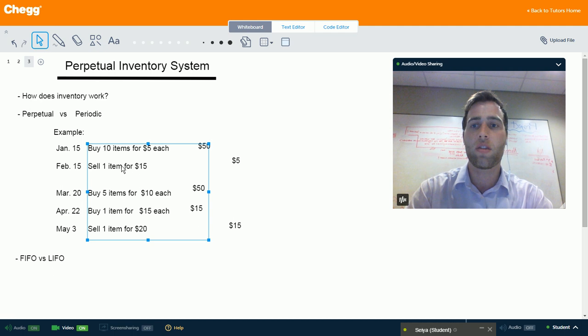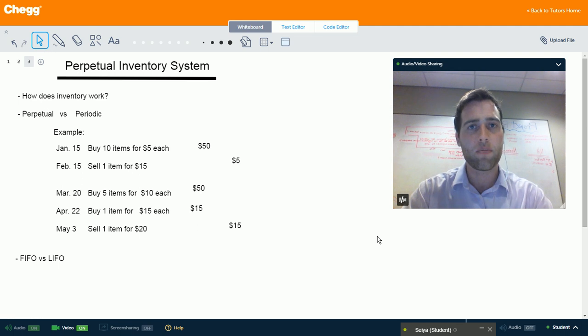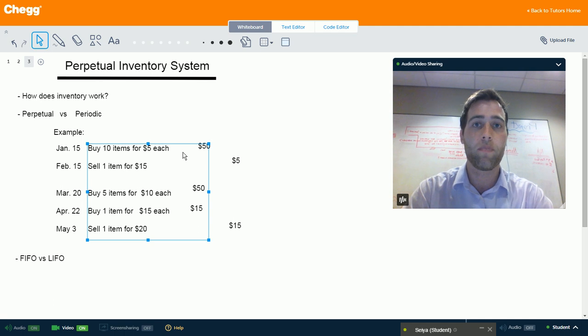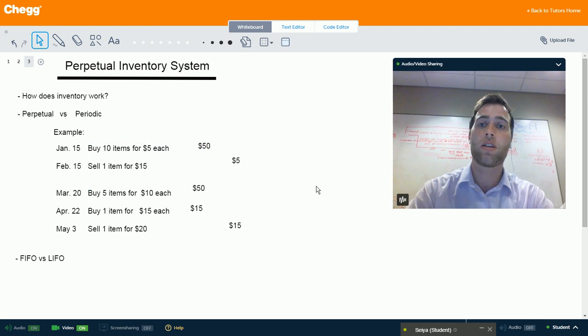So we don't know that the sale actually happened in February. We just know that we made 2 sales throughout the year. But that's periodic. Perpetual, you will know exactly when you made that sale, and you'll know which items to then choose from. Okay, so that's a perpetual inventory system.